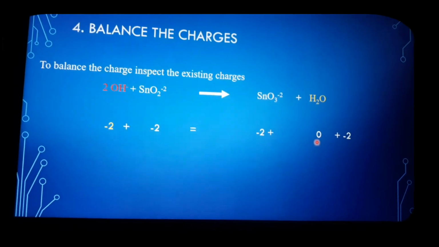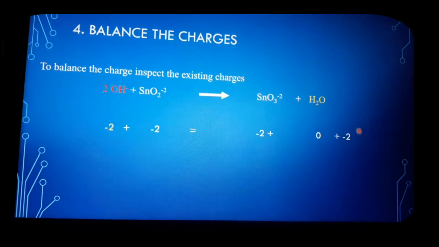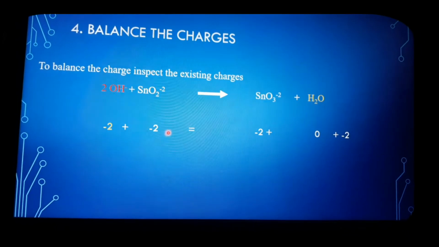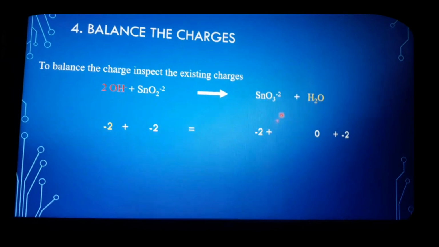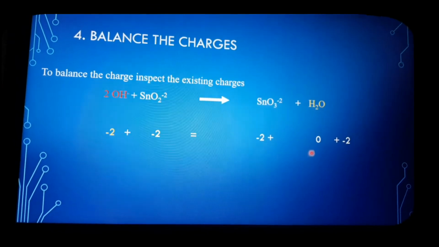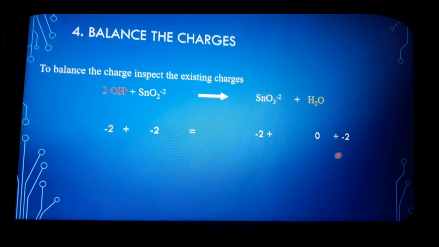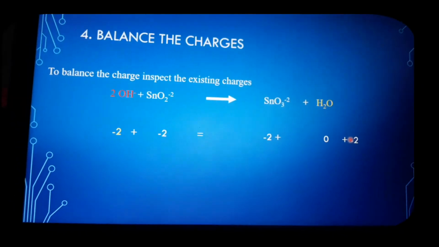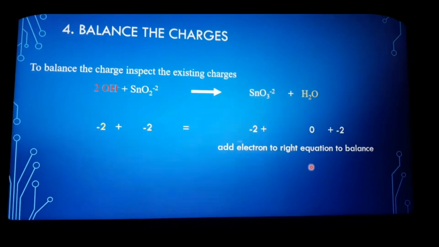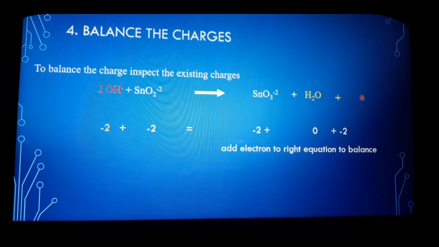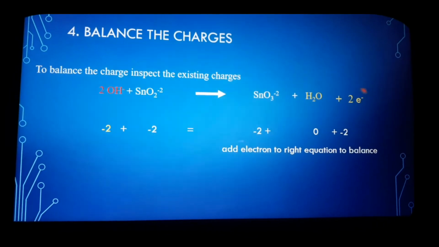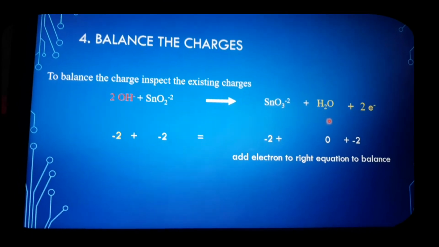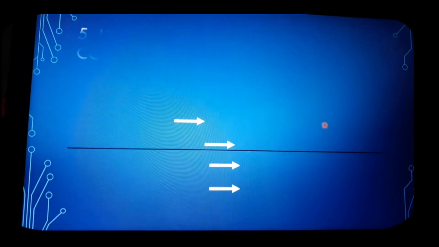In here is 0. So we anticipate we need to add 2. That's negative because we have here negative plus negative 2 plus negative 2, that's negative 4. Only in the product we have negative 2. So basically, we need a negative 2. To satisfy that, we need to add now an electron at the right equation. So to balance it, we need to add 2 electrons. So we have now the balanced charges. So after balancing the charges, we're going to proceed on number 5.